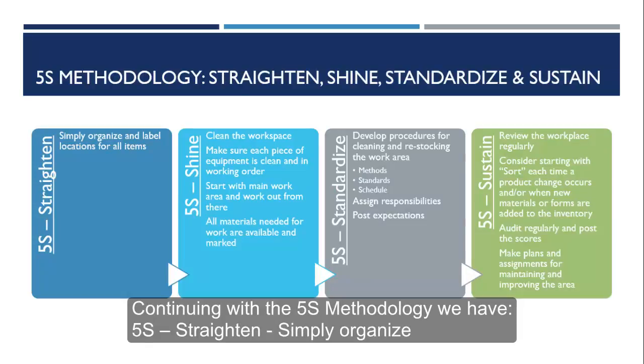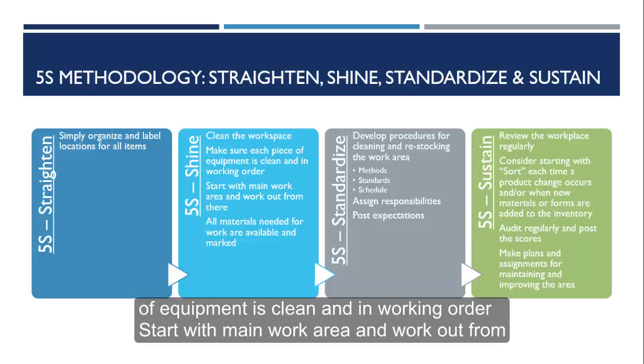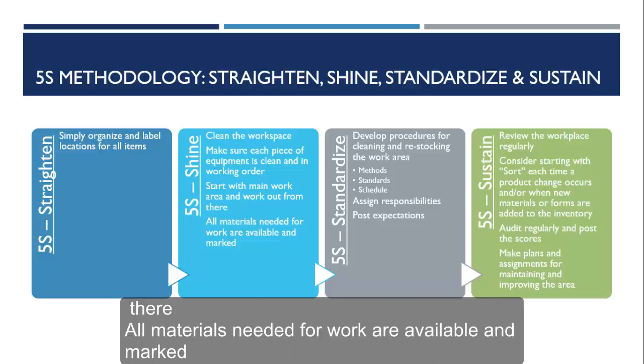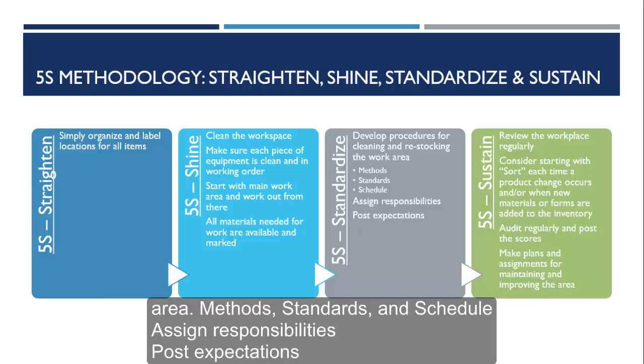Continuing with the 5S methodology, we have straighten. Simply organize and label the locations for all items. Shine. Clean the workplace. Make sure each piece of equipment is clean and in working order. Start with the main work area and work out from there. All materials needed for work are available and marked. Standardize. Develop procedures for cleaning and restocking the work area, methods, standards, and schedule. Assign responsibilities and post expectations.